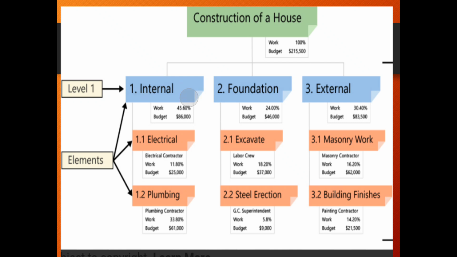So these are the major deliverables: interior, foundation, externals. Then I've got small deliverables like masonry work, excavation, electricity, plumbing, steel erection, and finishing the building. You can see that on each particular small deliverable, there are people responsible for that particular thing. For example, on excavation, I've got regular crews. Those are the ones who are going to do that particular job.